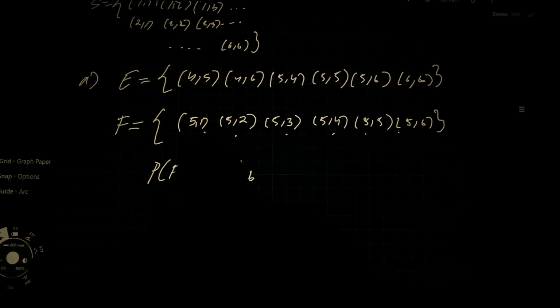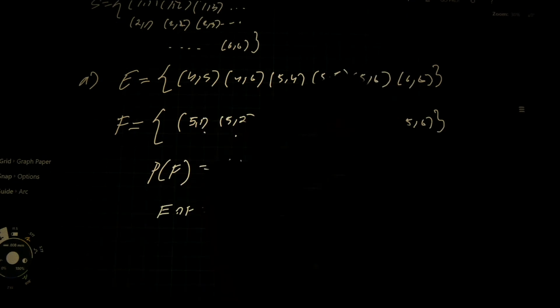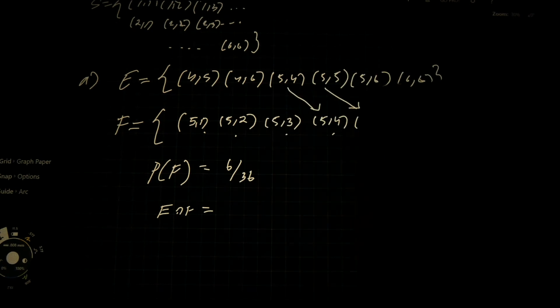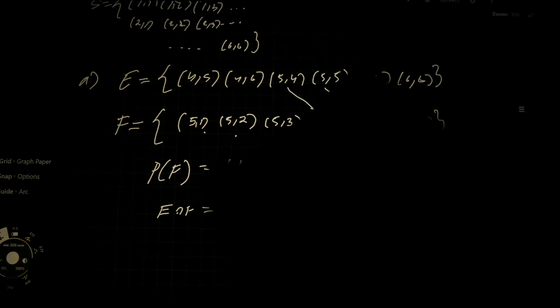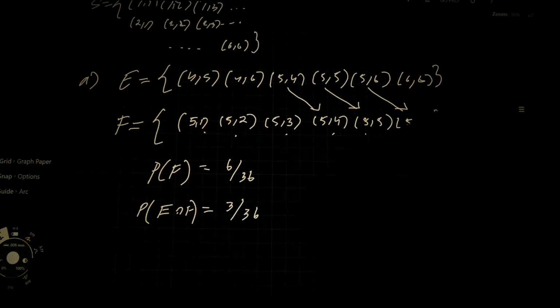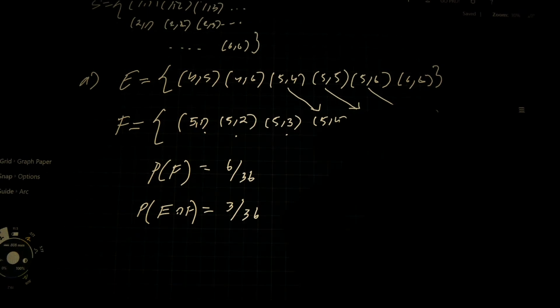What is E intersection F? We look for the common elements. So it has to be 5,4; 5,5; 5,6. So there are only 3 elements. So P of E intersection F will be 3 out of 36. Right, 3 or is it 2? It has to be greater than 9.